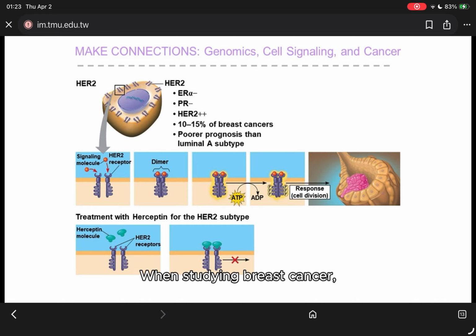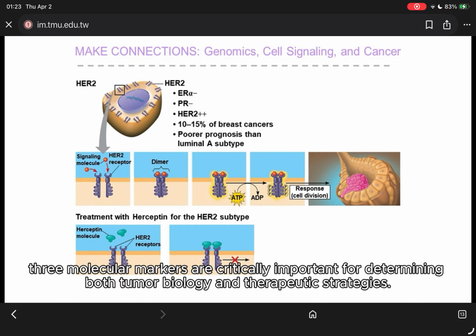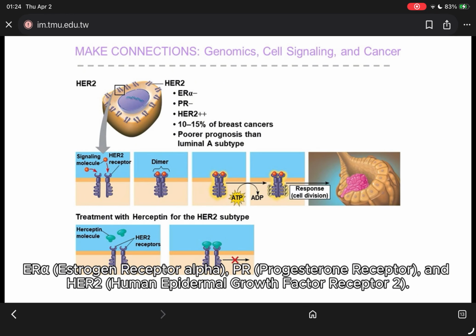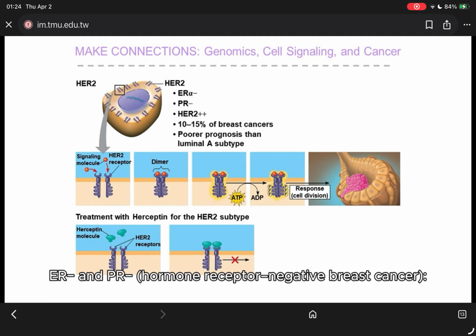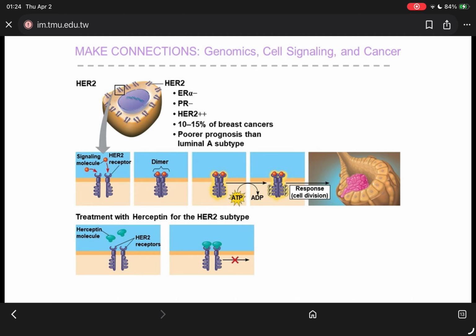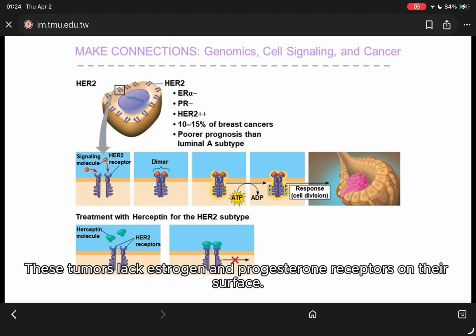When studying breast cancer, 3 molecular markers are critically important for determining both tumor biology and therapeutic strategies: ERA, estrogen receptor alpha, PR, progesterone receptor, and HER2, human epidermal growth factor receptor 2. 1. Hormone receptor status, ERA and PR. ER minus and PR minus, hormone receptor negative breast cancer. These tumors lack estrogen and progesterone receptors on their surface.